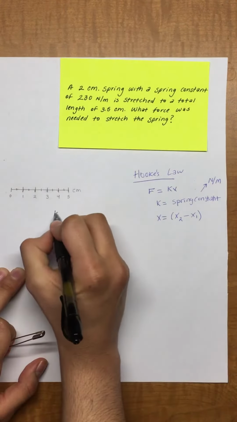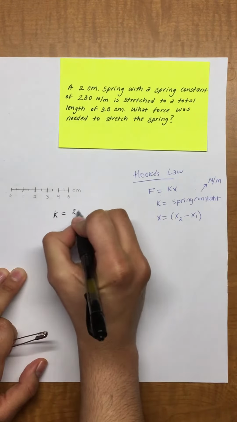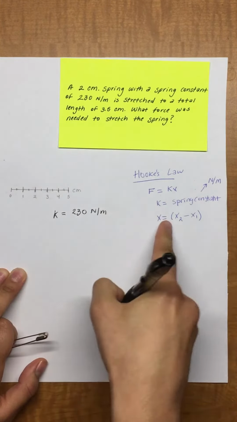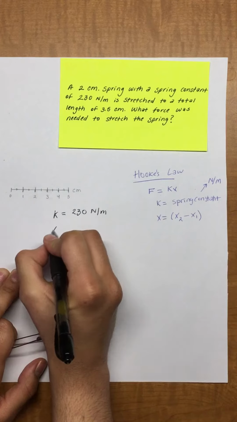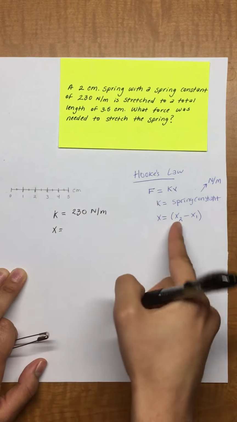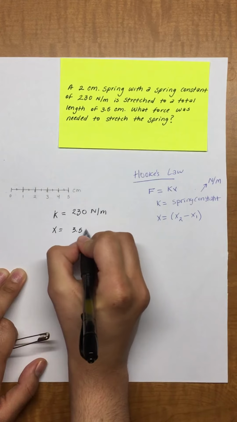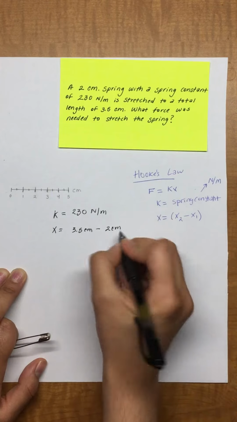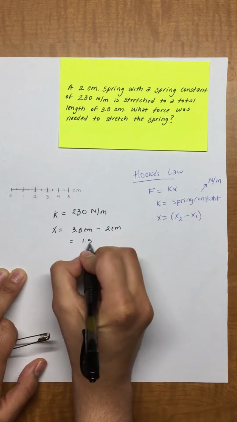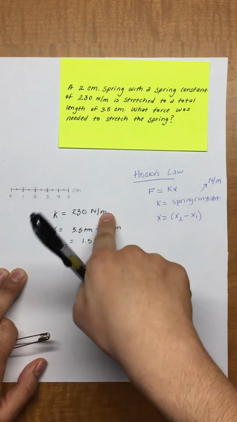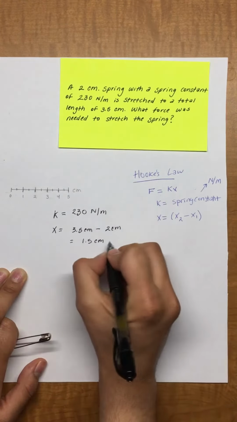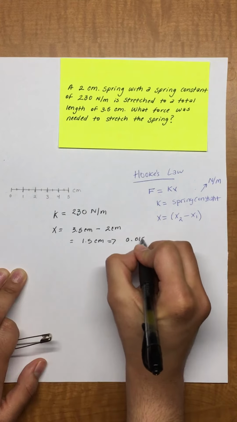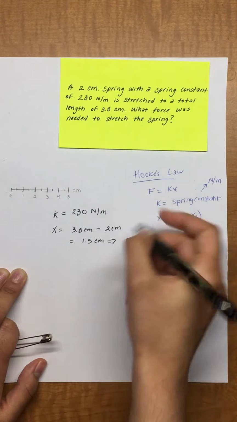We have that k is equal to 230 newtons per meter. And that the change in distance, so we see that x is equal to x2, which is 3.5 centimeters, minus x1, which is 2 centimeters, is equal to 1.5 centimeters. But it has to be in meters since your spring constant is in meters. So we convert that to meters and we have 0.015 meters.